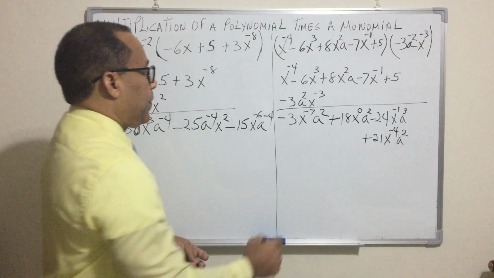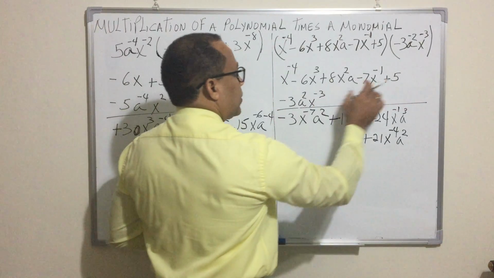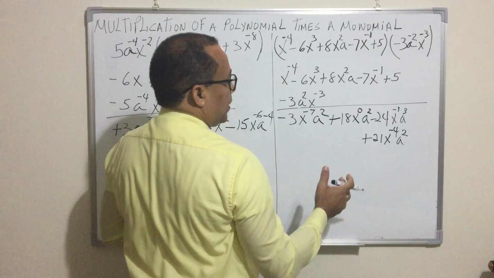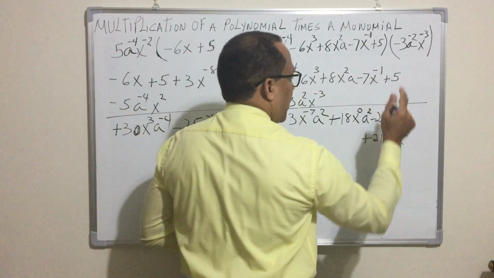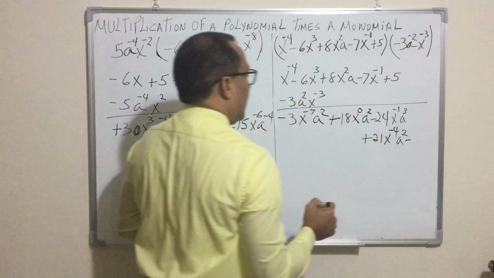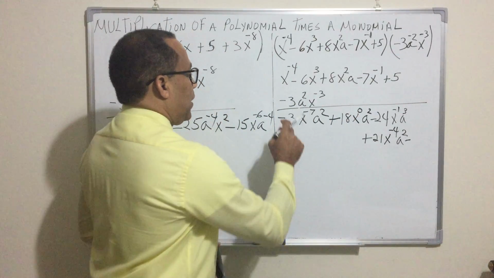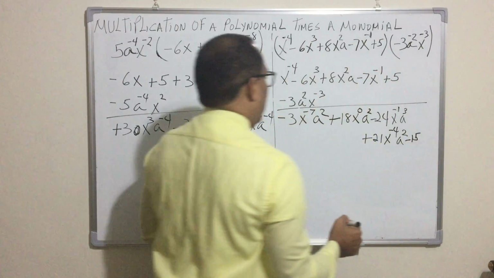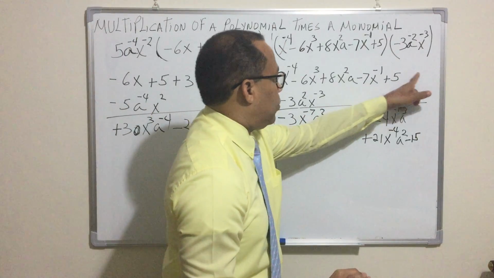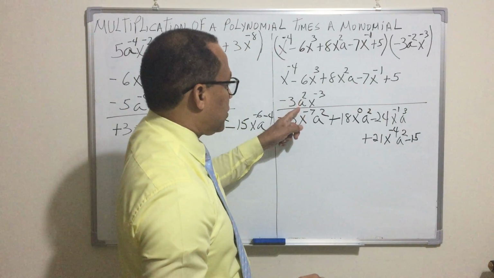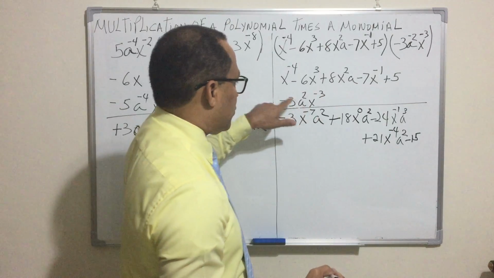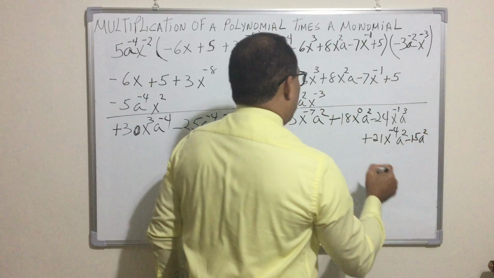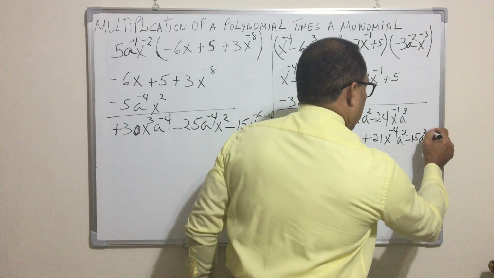Our last step will be multiply the monomial times the term number 5. Multiply the signs, negative times positive equals negative. And multiply the coefficients. 3 times 5 equals 15. And then 5 has no variable, so what I have to do is just bring down the variables the way they are. So this is 15a to the second x to the negative 3.